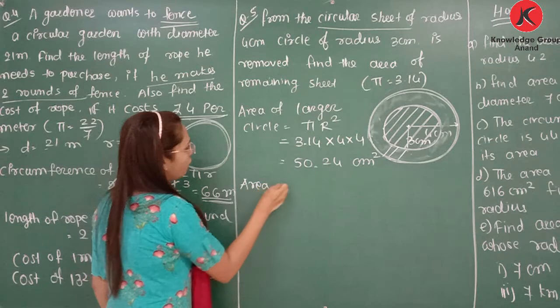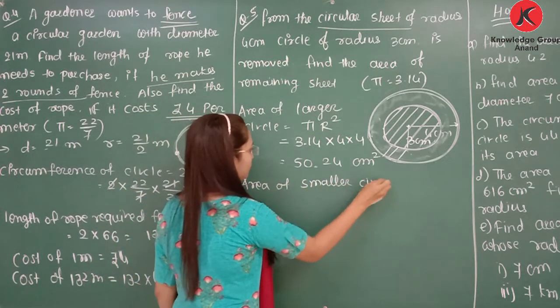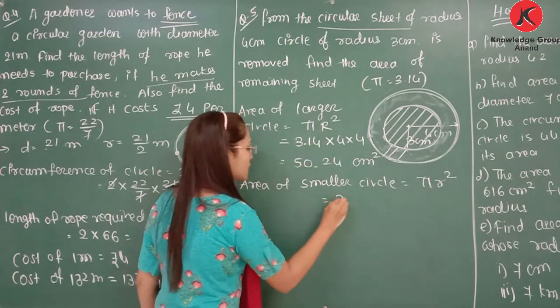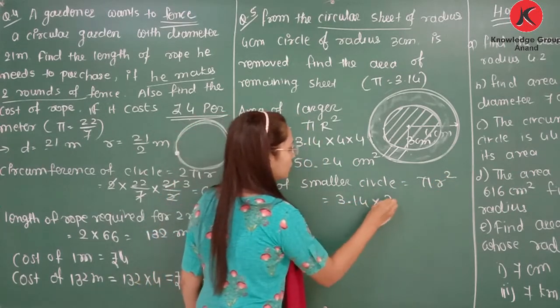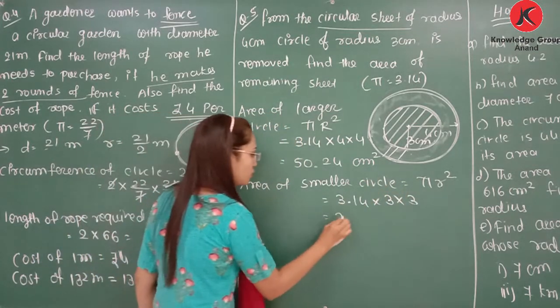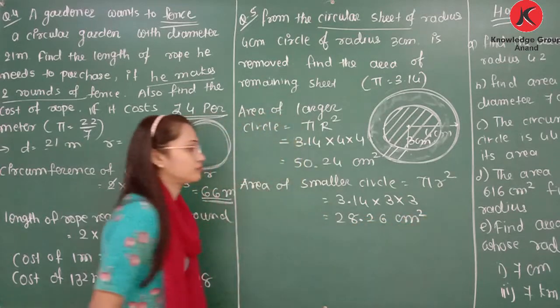Now area of the smaller circle, that is pi r square. For the smaller circle, radius is 3, so multiply 3 two times. So if you multiply this, you will get 28.26 centimeter square.